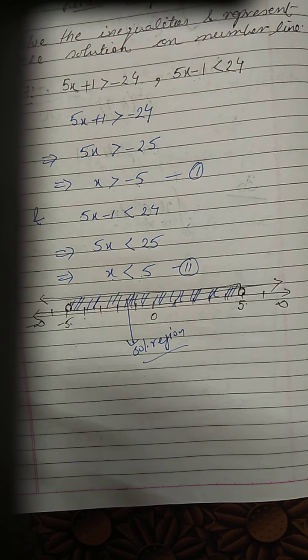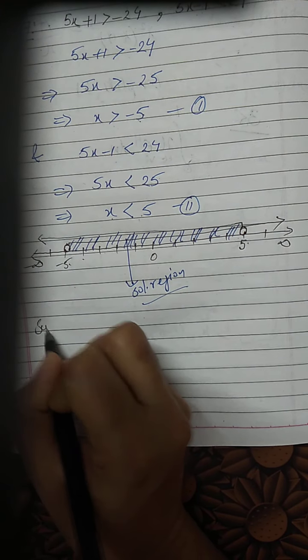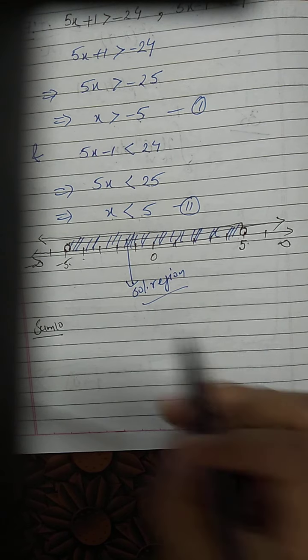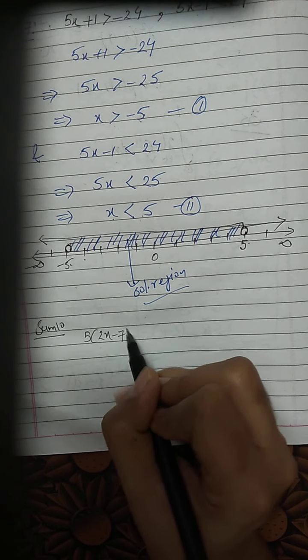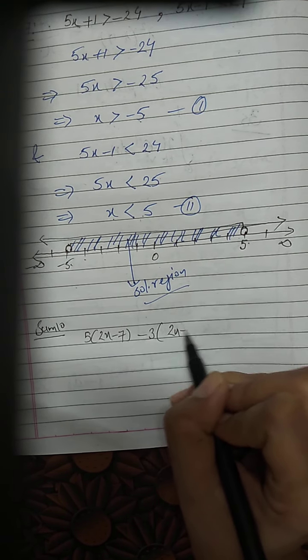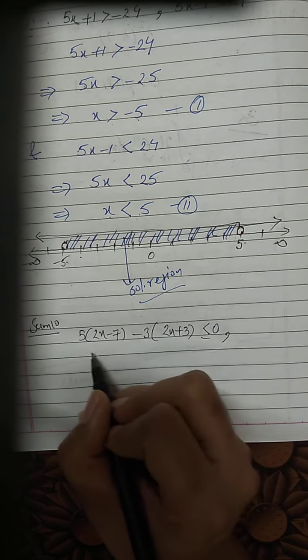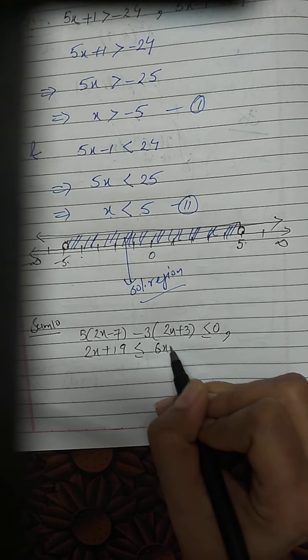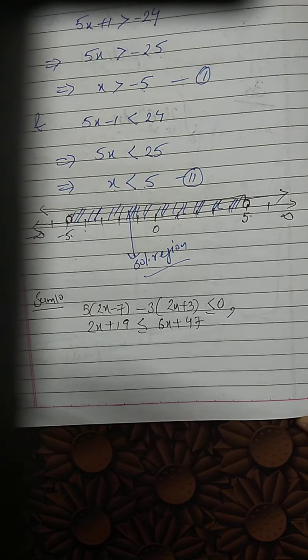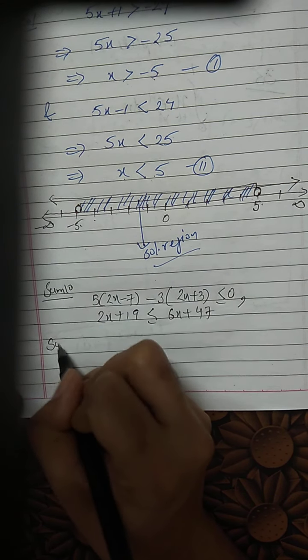But let us do one more sum. I am selecting sum number 10. So let us discuss sum number 10 now. In sum number 10, the system is given: 5 into 2x minus 7 minus 3 times 2x plus 3 less than or equal to 0. This is the first inequality. And the second is 2x plus 19 less than or equal to 6x plus 47. So we are given two inequalities. We will solve them one by one. So let us do that.